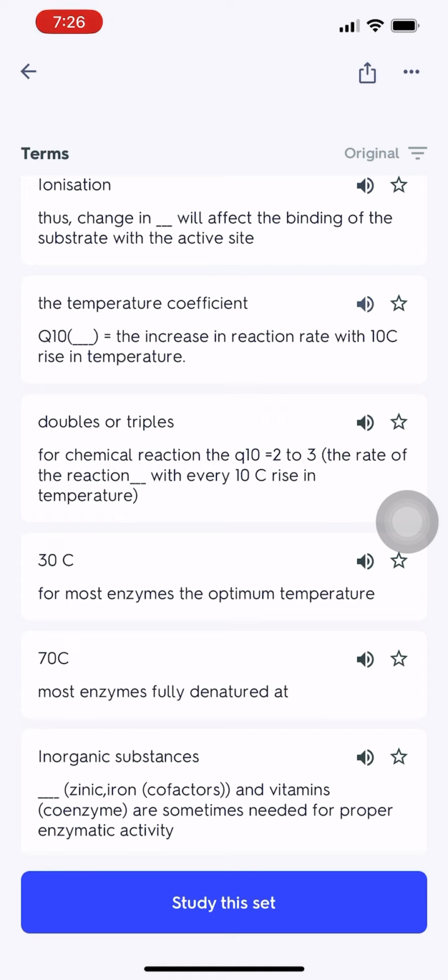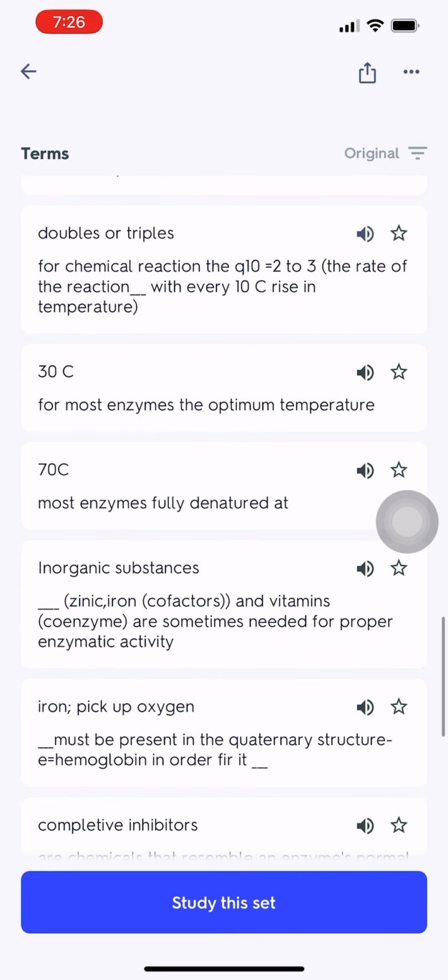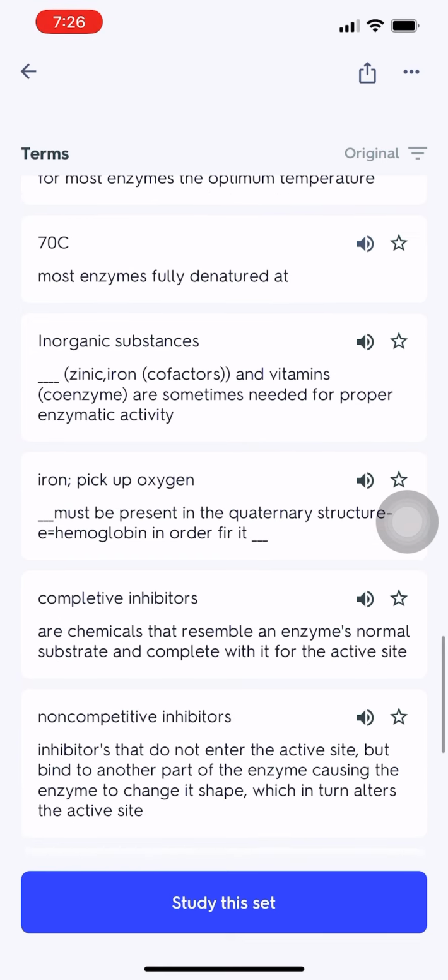The temperature coefficient, Q10, equals the increase in reaction rate with a 10 degree Celsius rise in temperature. It doubles or triples: for a chemical reaction the Q10 equals 2 to 3. For most enzymes the optimum temperature is about 30 C. Most enzymes are fully denatured at higher temperatures.